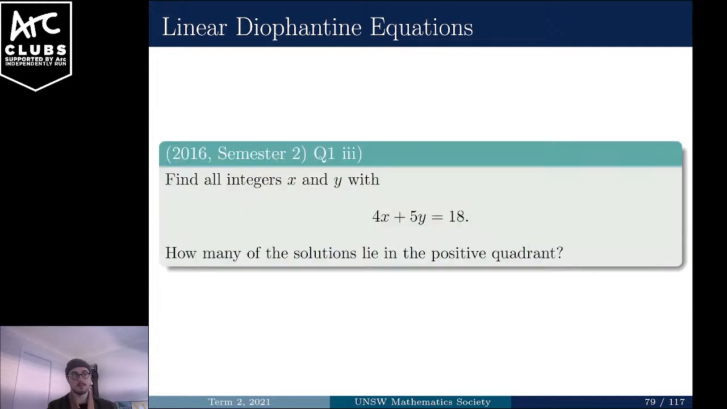Cool. Let's do a question. Great. So, 2016 paper. Find all integers x and y with 4x plus 5y equal to 18. So this is an extension of linear combinations for GCD.